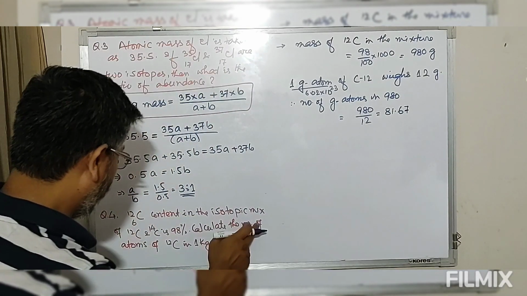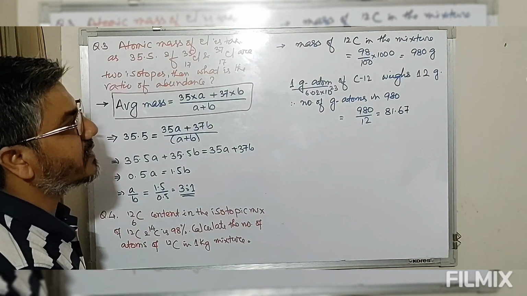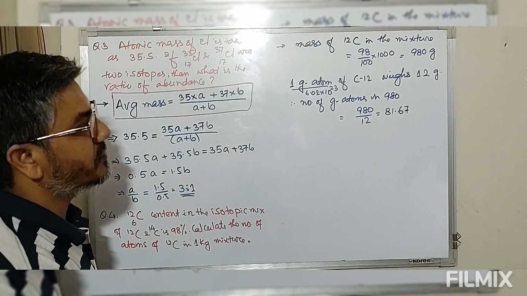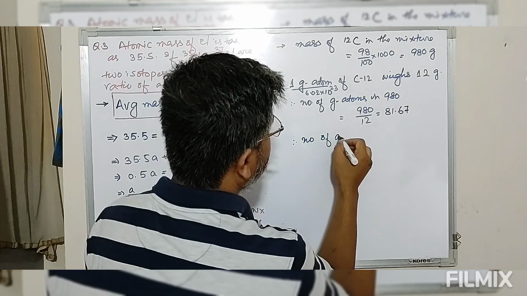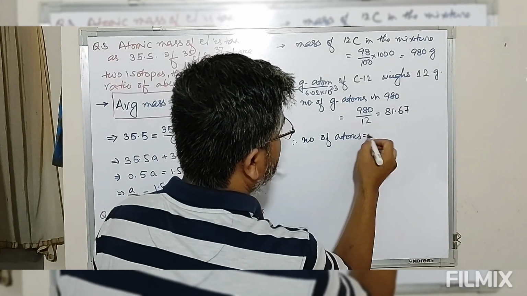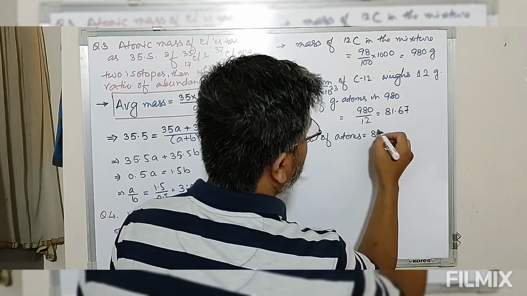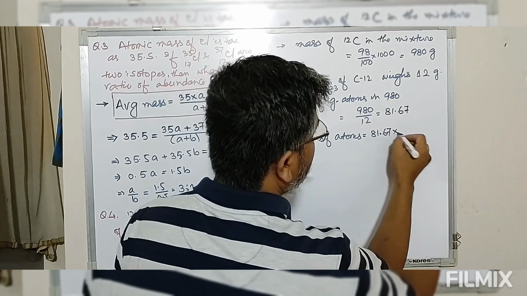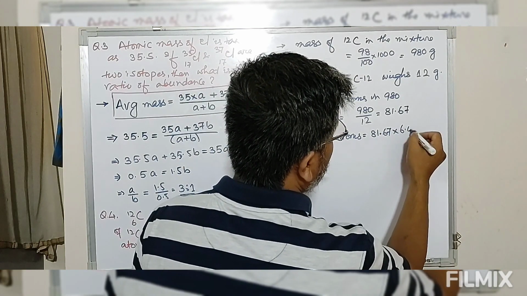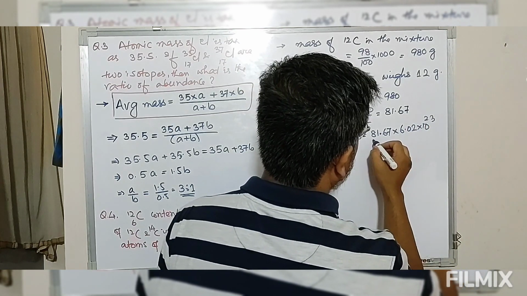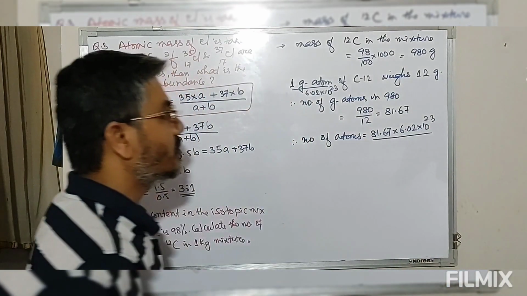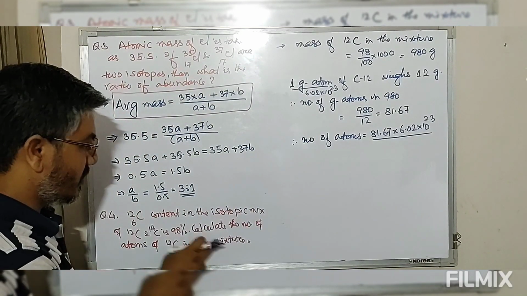Now we have to find the number of atoms. So 1 gram atom contains 6.02 into 10 to the power 23. So therefore the number of atoms is equal to 81.67 multiplied by 6.02 into 10 to the power 23. So these many atoms of carbon 12 are present in 1 kilogram of mixture.